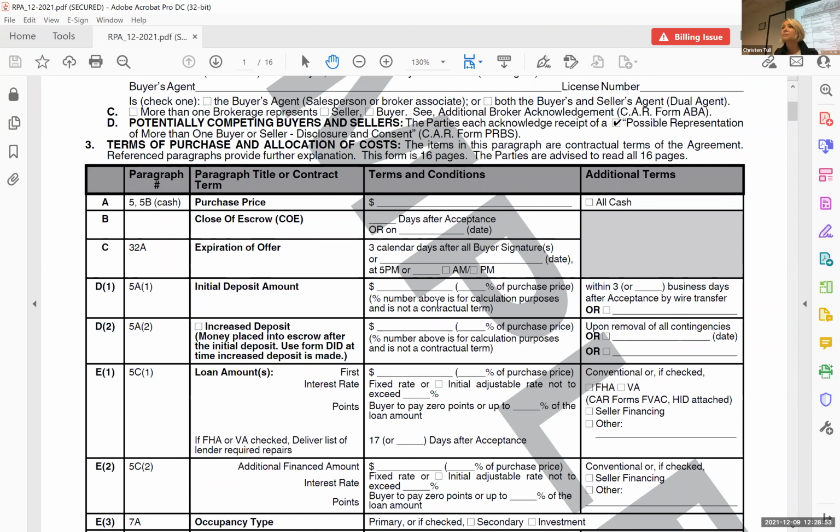Yes. When do you get the initial deposit from the buyer? When the offer is accepted? Within 3 business days of acceptance, unless you modify this contract. You'll see it right here. It says within 3 business days after acceptance by wire transfer. Also, escrow companies only take deposits by wire transfer.